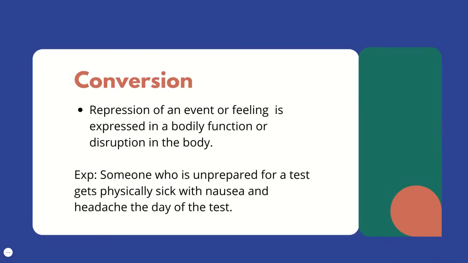Conversion. Repression of an event or feeling is expressed in a bodily function or disruption in the body. When you see conversion, a memory trick is that you should automatically think of some physical symptoms. We know that our way sometimes of trying to repress certain feelings or memories will come out in certain ways in the body, right? That might be in headaches, that might be in chest pain. We know that there is a definite mind-body connection.